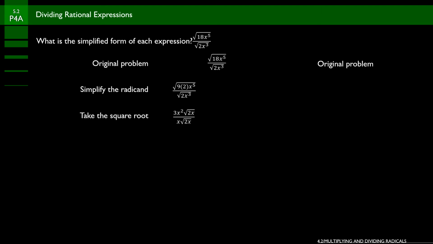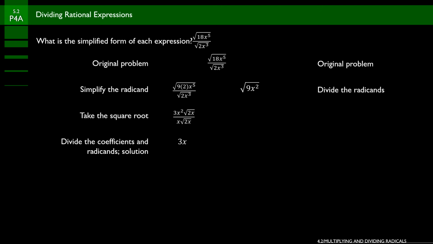Now what we can see is that we've got some reducing that we can do. So x squared divided by x leaves you 1x in the numerator. And then the square root of 2x, the 2 square root of 2x's cancel out. And so you're left with just 3x. Now the other way that we can do this is we can start by dividing first. So 18 divided by 2 is 9. X to the 5th divided by x cubed is x squared.